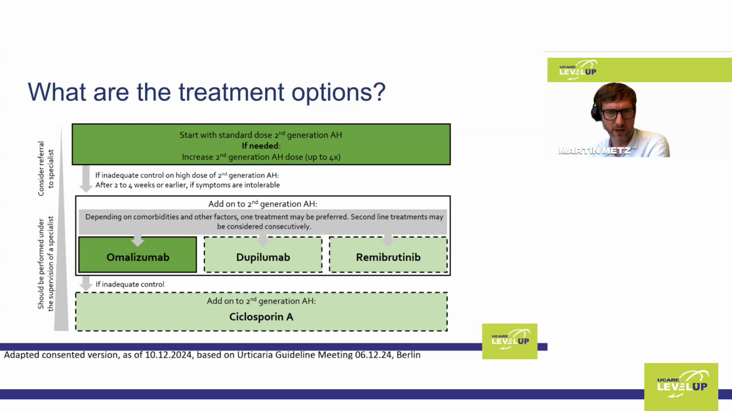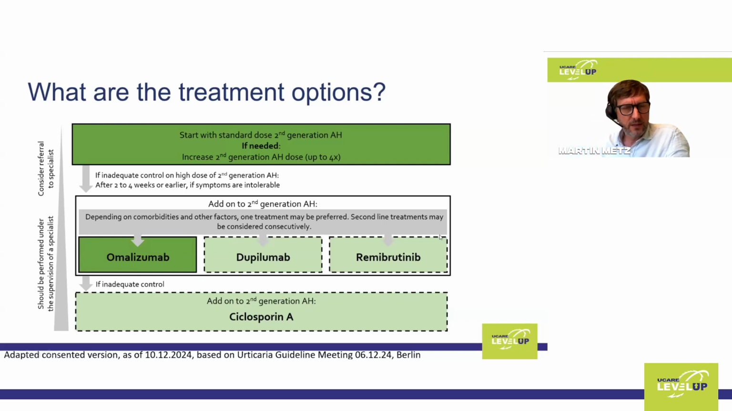But what has been consented and what will be is this new step 2, where we now start to have options. So it's not only omalizumab, but there's also dupilumab, which is now approved in 4 countries. It received, last week, 8 days ago or something like that, approval by the FDA. And then there will be, most likely in the future, remibrutinib.